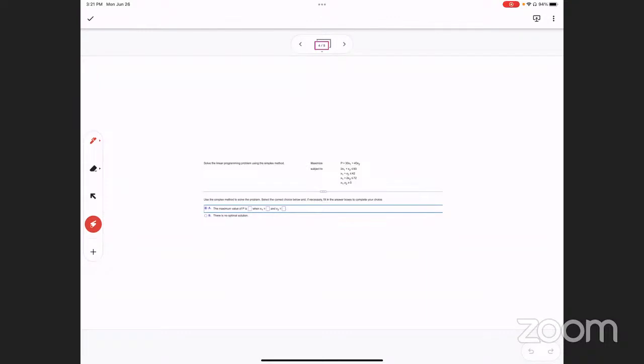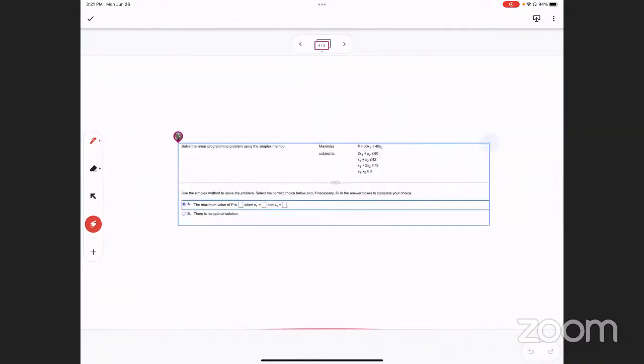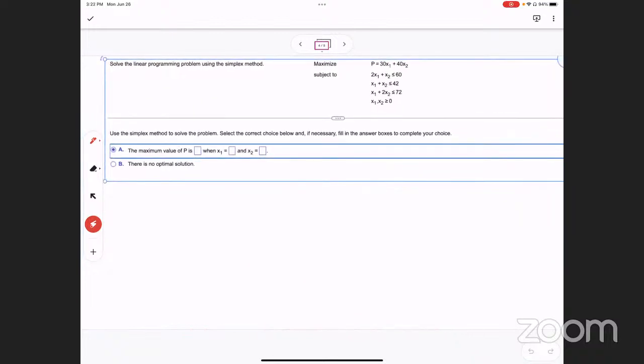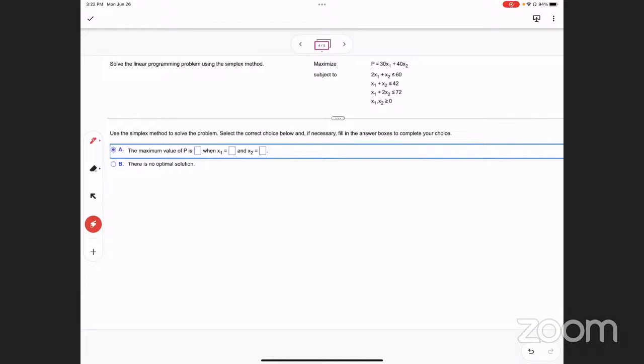There you go. All right, so I'll take it from here. You don't have to touch it. Yeah, I'll let you do that. Solve the linear programming problem using the simplex method. Is the simplex method where we're using the slack variables? Yeah. Okay. So do you remember doing this? We're going to need a slack 1, slack 2, and slack 3, right?